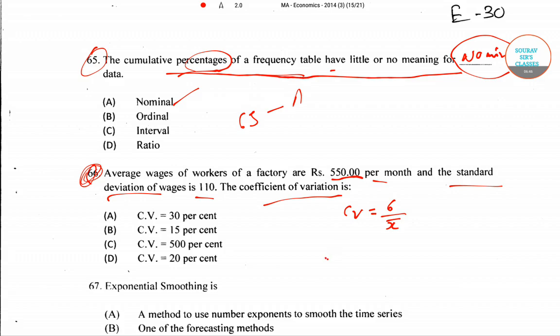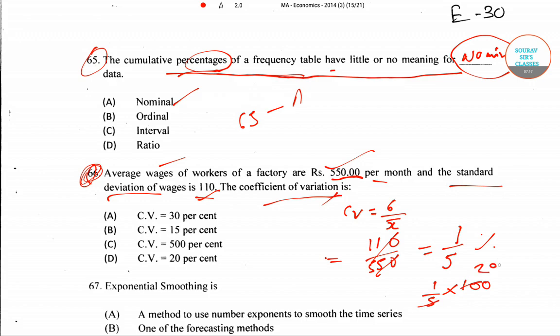So here sigma is given by 110 and the average wage is given by 550. So we'll write 110 divided by 550. Now if you solve it, you will get the value to be 1 by 5. So now we have to find it in terms of percentage. So basically 1 by 5 in percentage, which is 1 by 5 into 100.